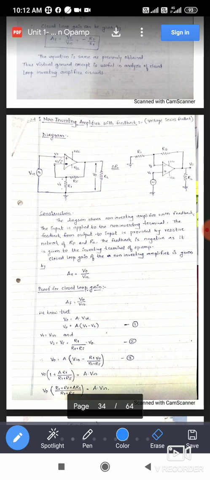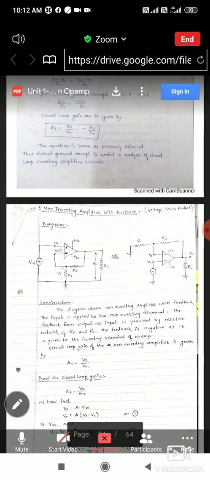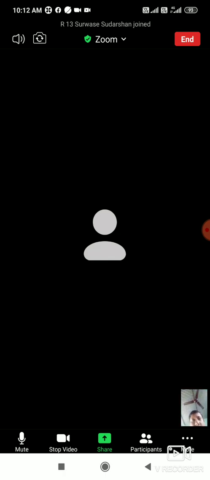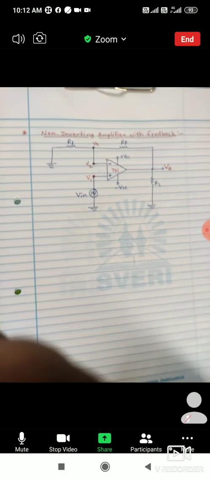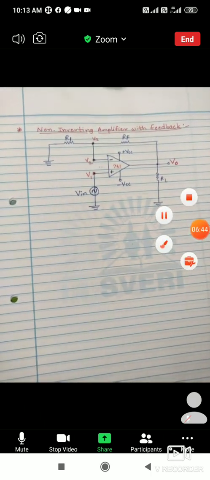First of all, we can derive the expression of the closed loop gain AF in the case of the non-inverting amplifier. There will be two derivations: one by using the virtual ground concept and one by the general method. We will start with the general method, and after that with the help of the virtual ground concept. For that, I will stop this sharing.